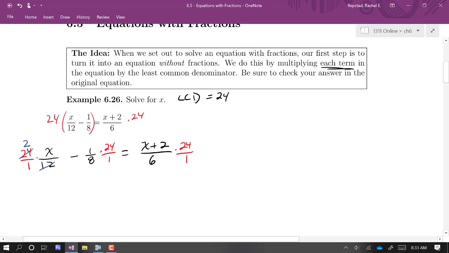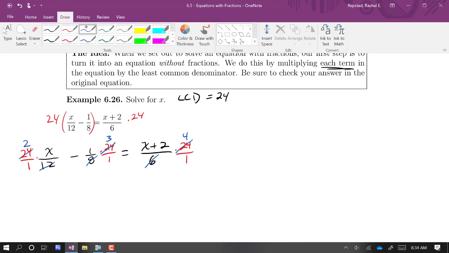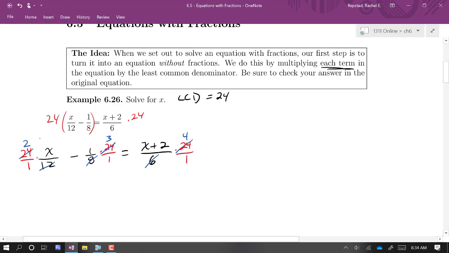12 goes into 24 twice. 8 goes into 24 3 times. 6 goes into 24 4 times. So our first term is 2 times x, or 2x. All of these denominators are 1, so I don't need to write them as fractions anymore. Minus, let's see, that second term is 3, equals, and then on the other side we've got 4 times x plus 2.